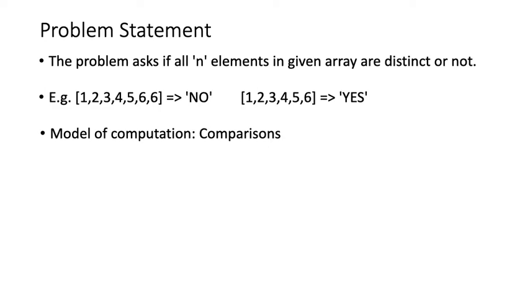So let's have a look at the problem statement. The problem asks if all the n elements in the given array are distinct or not. So for example, in the first array, we can see that 6 is repeated. So the output is going to be no. And in case of the second array, we can see all the elements are distinct. So the output of this algorithm is going to be yes. So the output is going to be either yes or no.